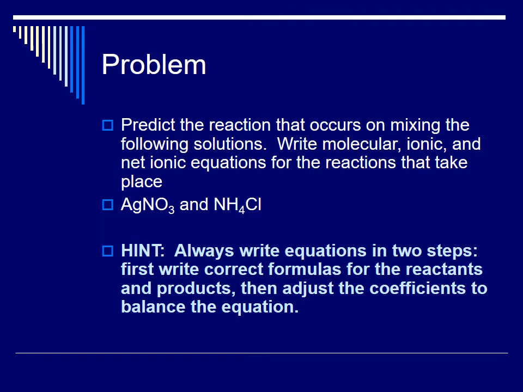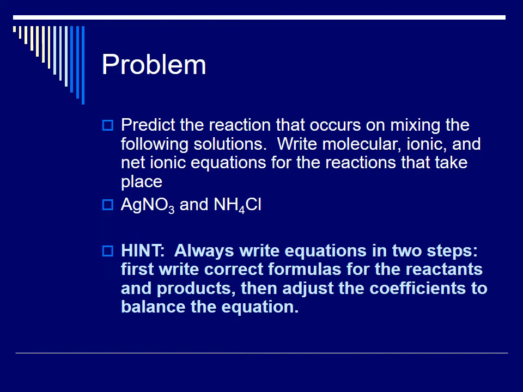So here's another problem for us to try. It says predict the reaction that occurs on mixing the following solutions. Now, because it says that they are in solution form, we know that they're going to start off as being aqueous. We know that they're both going to dissociate when we put them in water. Write molecular, ionic, and net ionic equations for the reactions that take place.